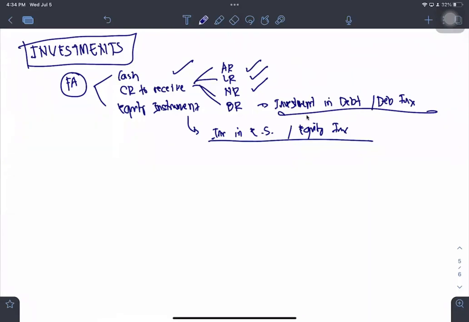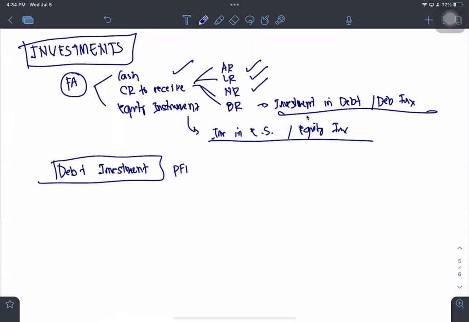So let's start first our discussion in your investments, particularly with your debt investment. For debt investment, this is a contractual right to receive cash evidenced by a bond receivable. So your investments in bonds or investment in debt nowadays.